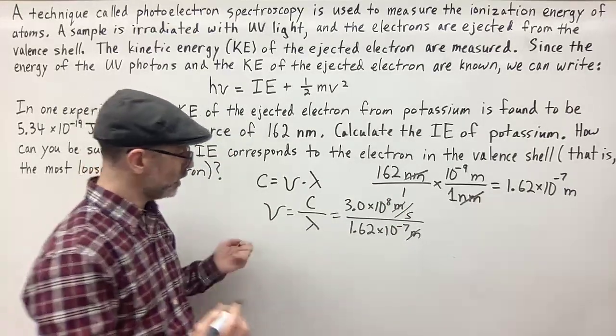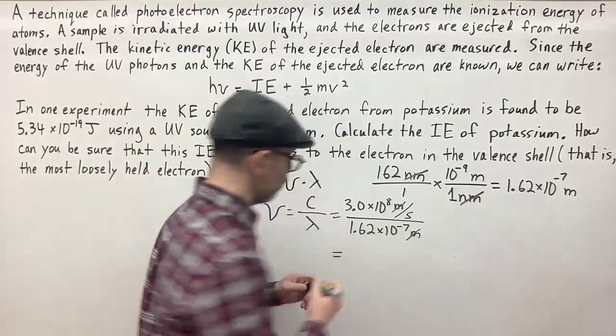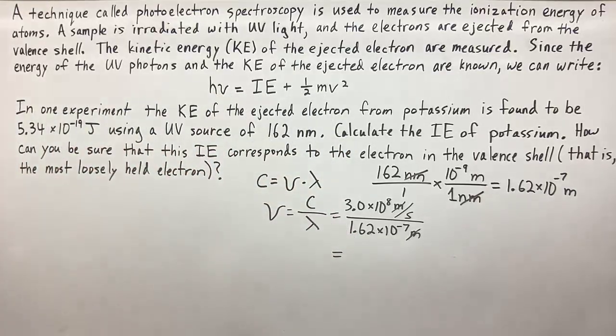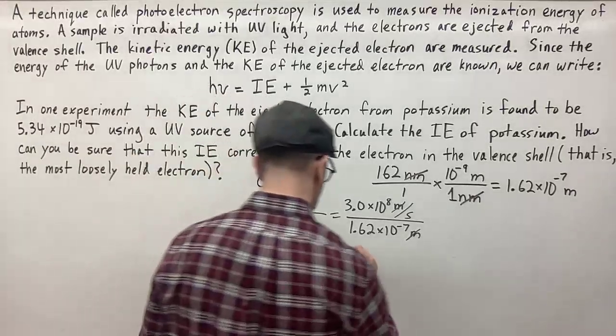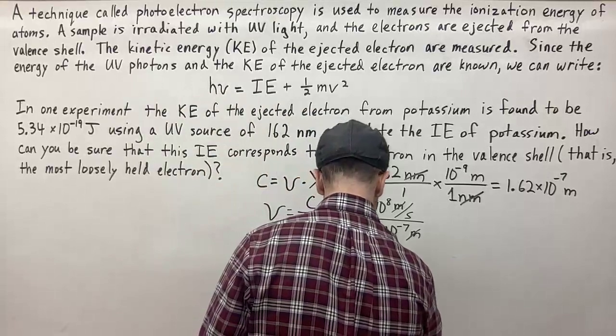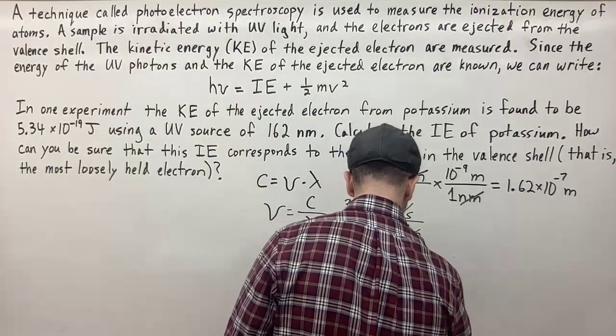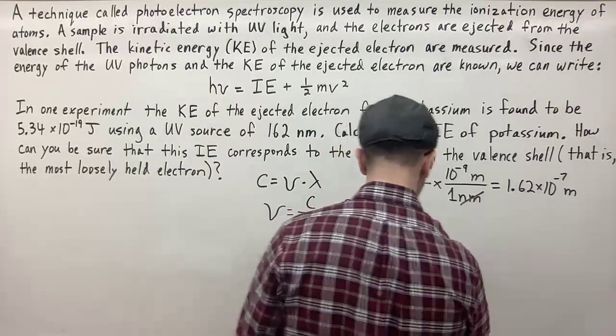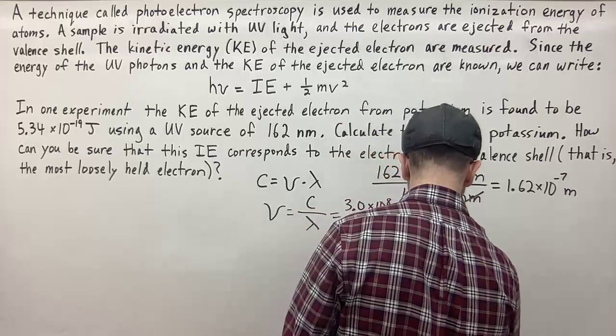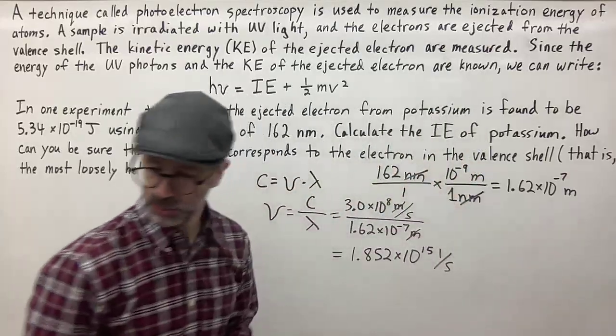That's the frequency unit. So then we do our calculation and we get 1.852 times 10 to the 15 per seconds. Let me double check that.